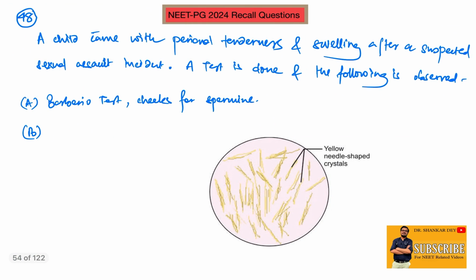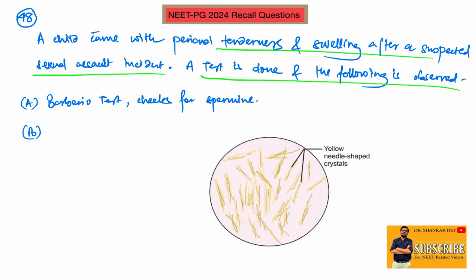Question number 48. A child came with perianal tenderness and swelling after a suspected sexual assault. A test is done and the following is observed. So in this test, here you can see the yellow needle shaped crystals. So these are the crystals of spermine picrate, yellow needle shaped crystals. This test is actually the Barberio test.